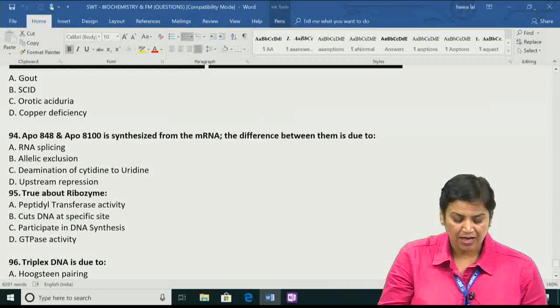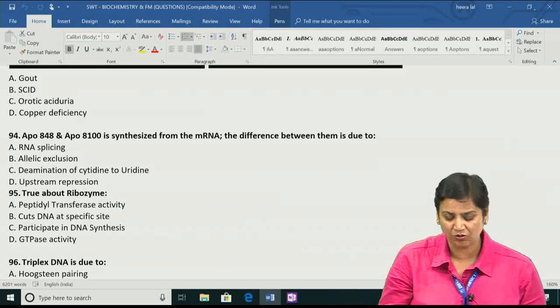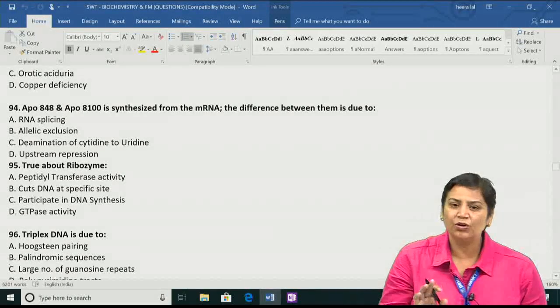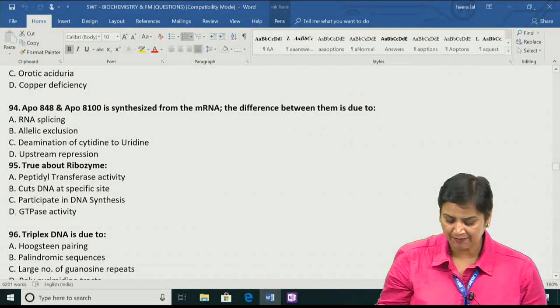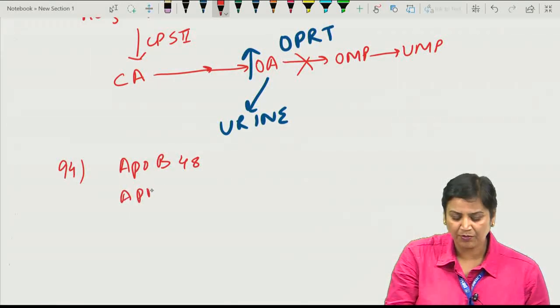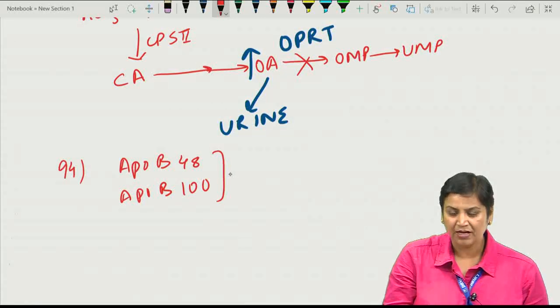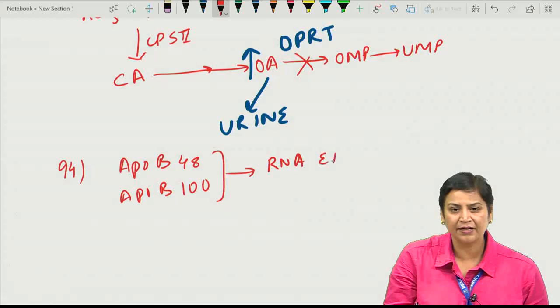Next question. ApoB48 and ApoB100 are synthesized from mRNA. The difference between them is due to... Now see, these are the only two apoproteins, ApoB100 and ApoB48, which are basically synthesized by RNA editing or RNA processing.